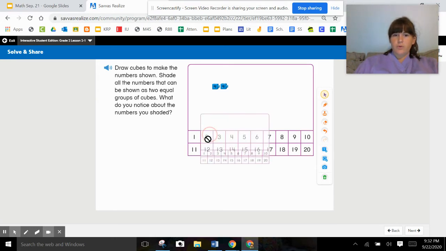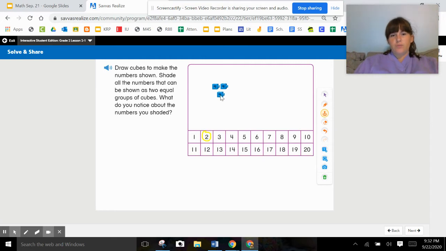So number 2, I don't know what it wants me to do there. So number 2, I'm going to grab this. Oh, that's not cool. Can I undo that? I sure can. There's an undo button. So I'm going to just draw a circle around the number 2 to show that, yes, number 2 has an equal group of blocks.